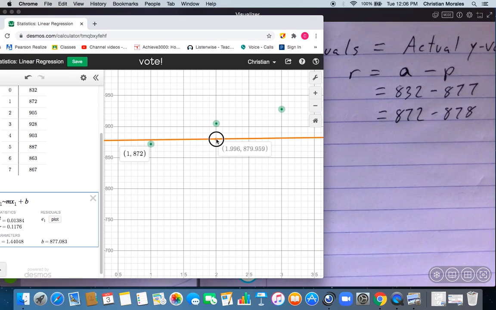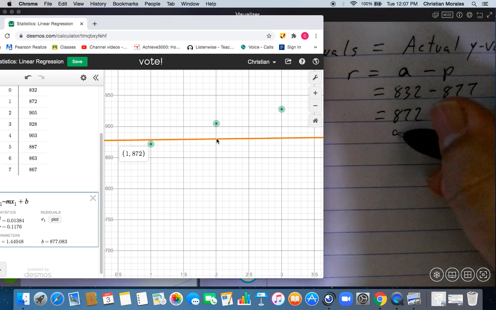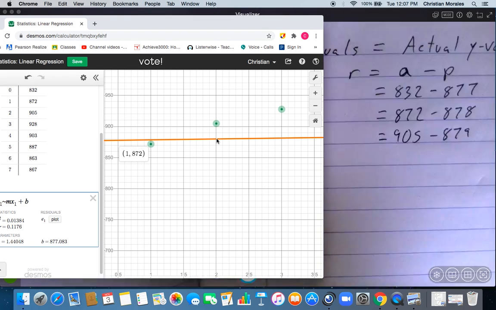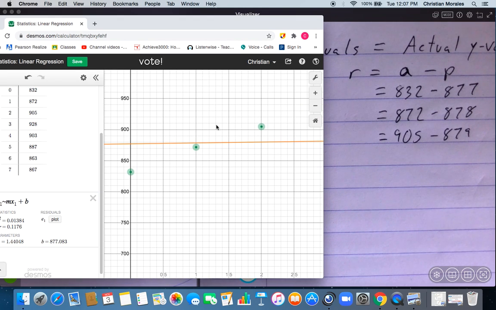Right here, for this point at, this is 3. No, 2. This is 905. But it says it should be 879. So we have 905 minus 879. And you would do that for all the points. You would compare the actual point minus what the line predicts would happen. Okay? So then we would subtract it and we would get the residuals for these points.